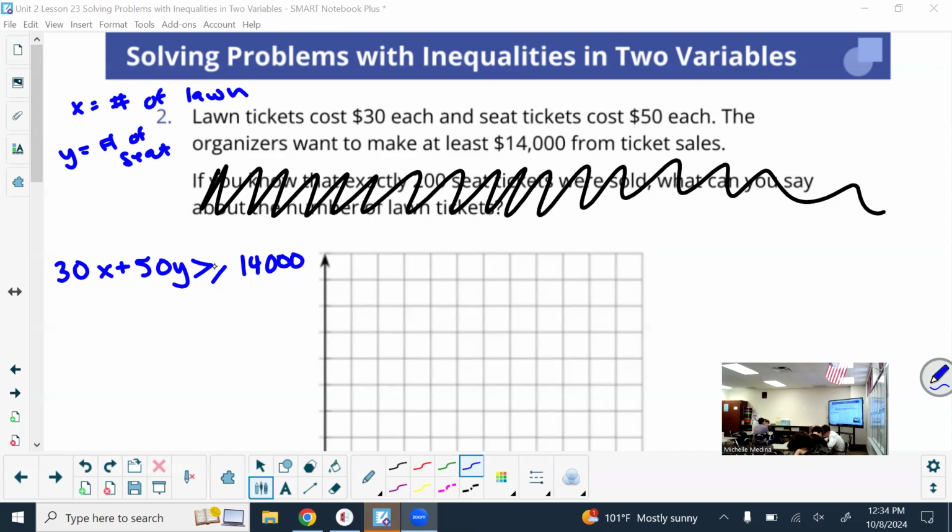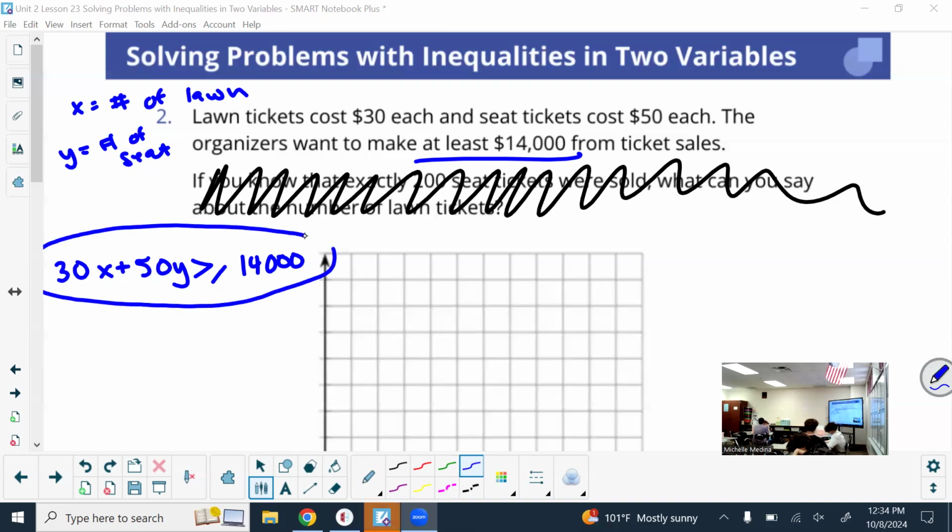Good. And did Massimo put the correct symbol? Is it facing the right way? If we want to make at least 14,000, can we make more than that? Can we make exactly that? If it's at least, then this is perfect. Great. Graphing it, you can graph it if you want to, but the making of the inequality is the key thing. That's what's hard. That's what we're practicing. All right. Questions, comments, concerns?